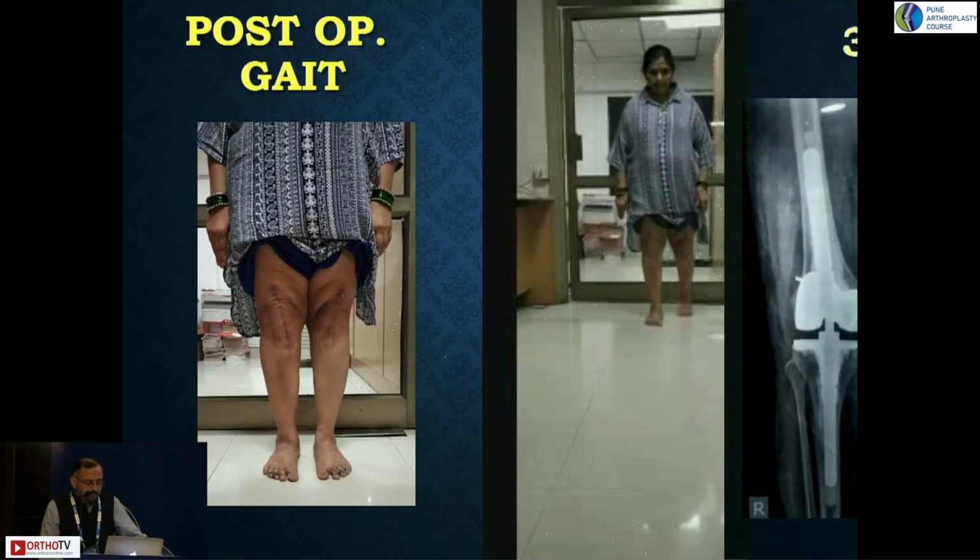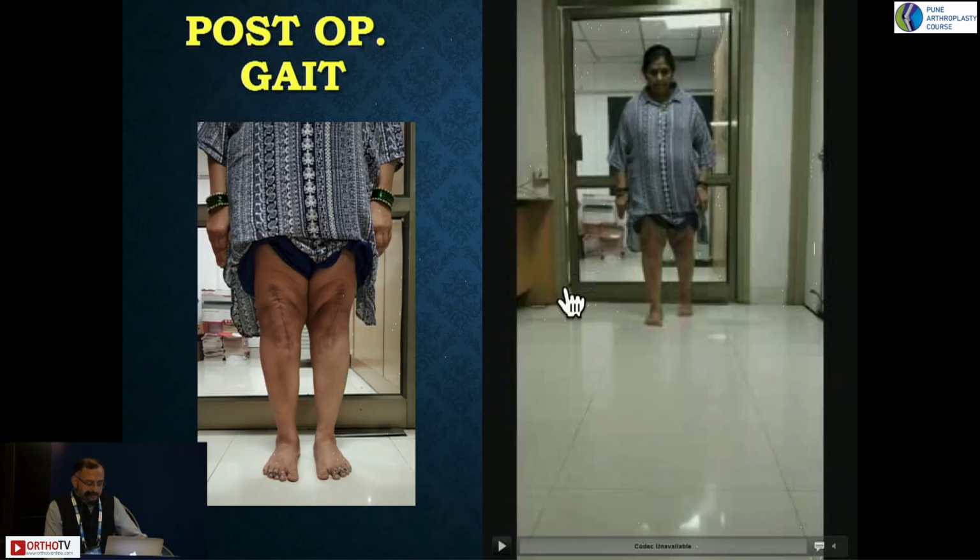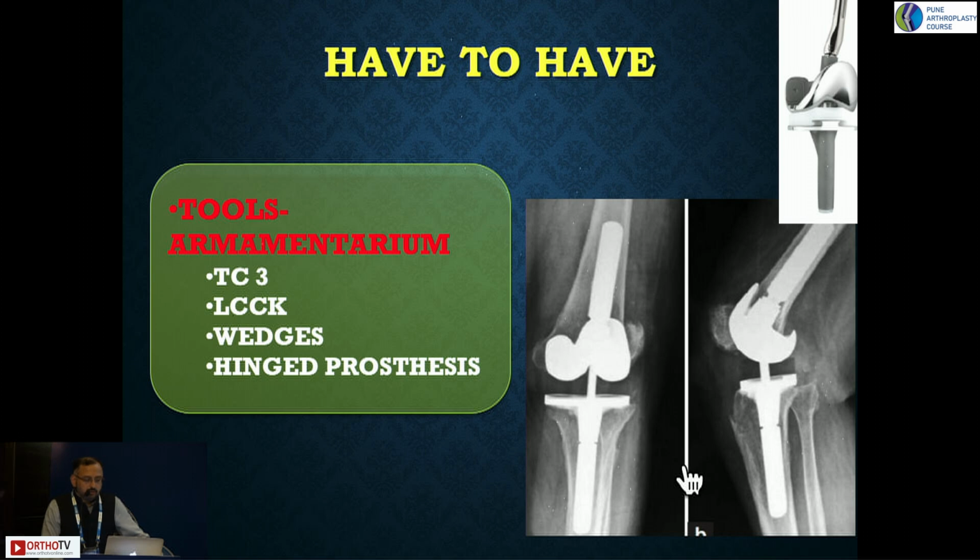A long-term follow-up of this patient, and she's, sorry for this video, reasonably walking well. So always have to have a constrained backup. TC3 or LCCK implants are very important. Wedges are important when you are managing your defects, and a hinge prosthesis is, the majority of times, required to manage such cases.